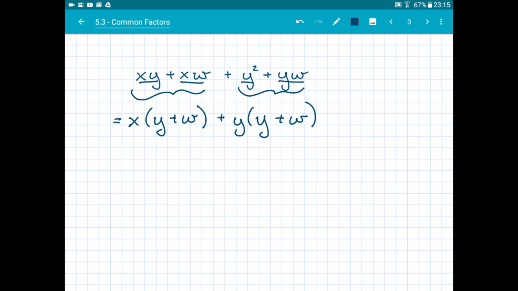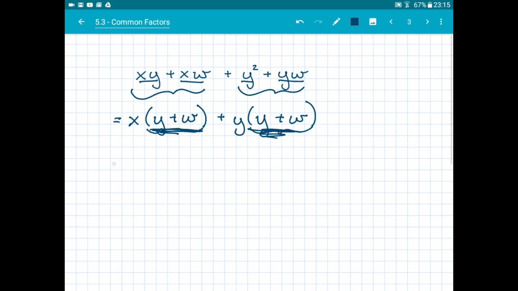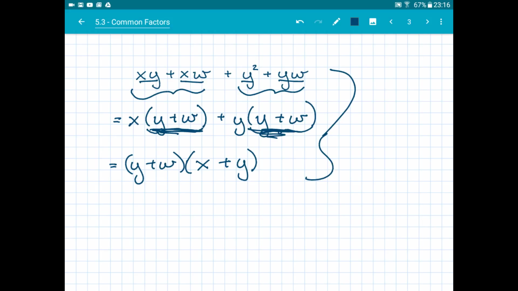Okay, now you might be thinking to yourself, how does this help us? Well, look now. This whole thing, for both of them, is something that the two share in common. So we can take that out. y plus w. Now what do you need to multiply y plus w by in order to get xy plus xw? Well, just x. What would we need to multiply it by to get y squared plus yw? Well, just y. This process here, where we have smaller groups that we're common factoring out of, is called factoring by grouping. And it's a form of factoring.